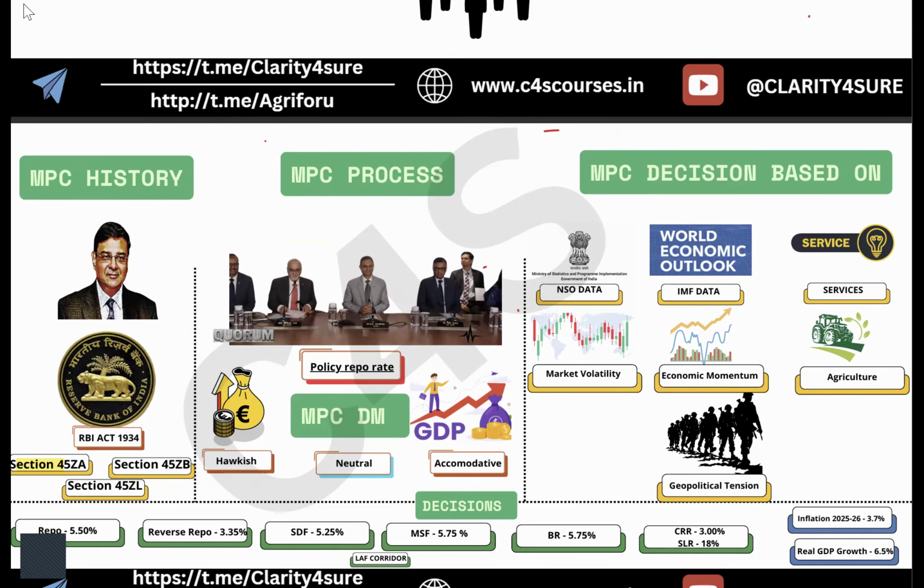Now, these six people sit to take the decision based on this information. Based on this information, they have to take a decision on two ends. On one side we have the inflation target. On the other side we have the growth target. So these six honorable people, the six dignitaries from the RBI and the government of India, see that on one side we want to contain the inflation, on the other side we want our economy to grow. So this is a dilemma in their mind, that what to do.